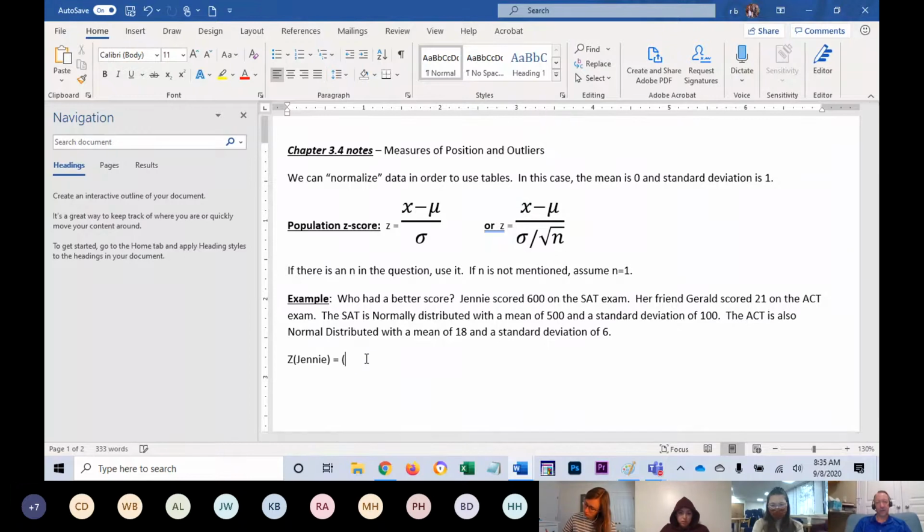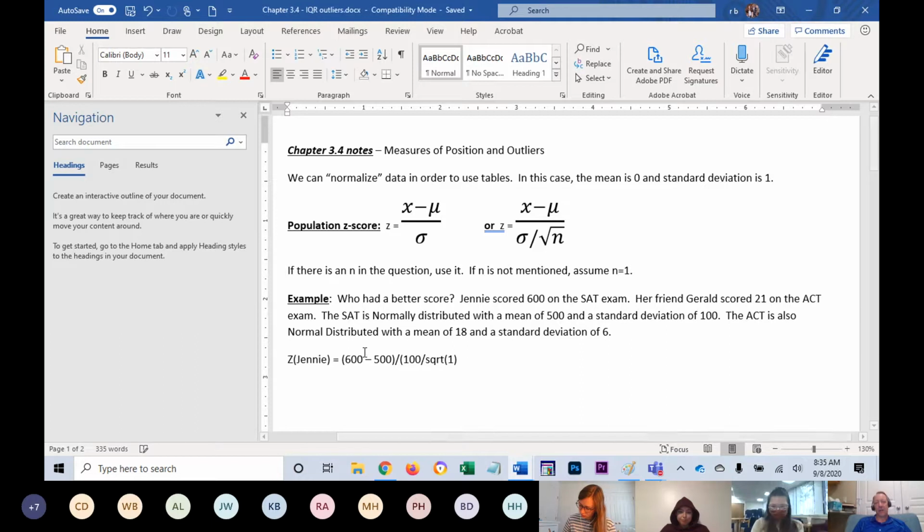Jenny scored 600 on the SAT exam. We're going to subtract off the mean. What is the mean for the SAT exam? 500. So that's the numerator. Then we're going to divide by sigma. What's the standard deviation on the SAT exam? 100. And we're going to divide by the square root of n. How many Jennies are there in this problem? 1. So we're going to do the square root of 1, which is just 1.